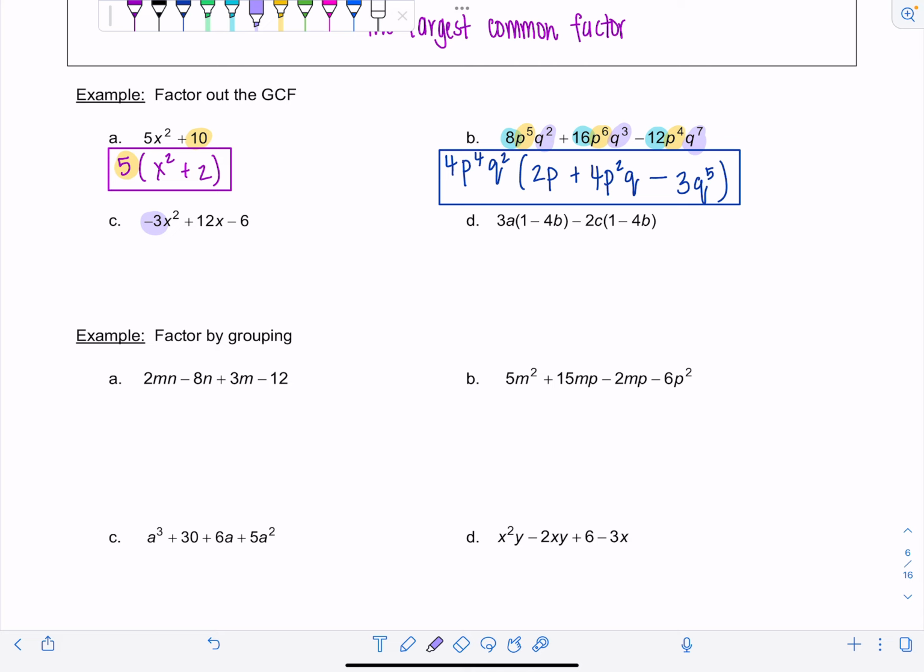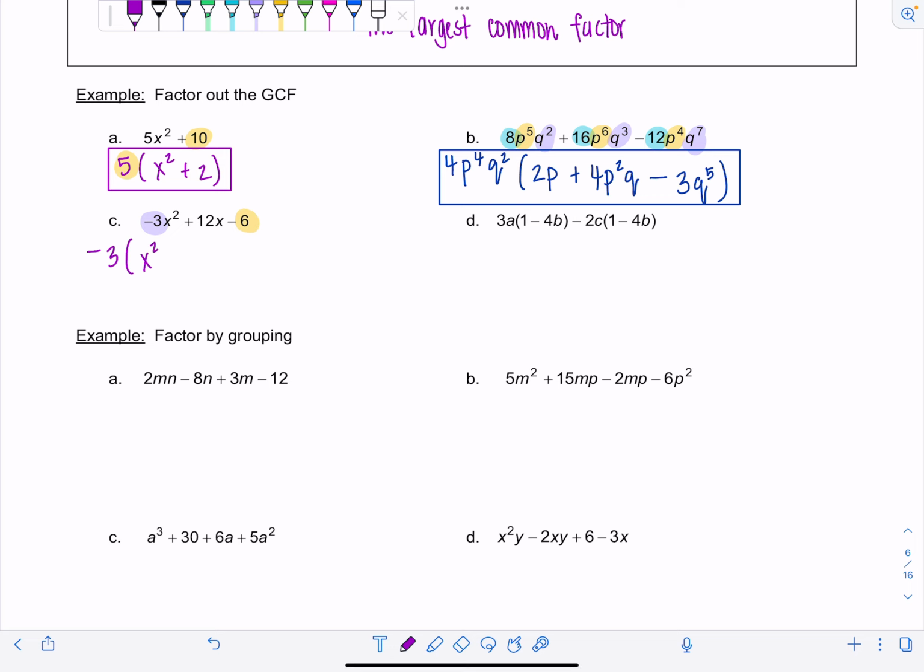Can I take out anything else? Let's see. What do all of these terms have in common? All 3 of them. I can't take out any variables because look at this 6 ruining things for us. It doesn't have any variables. I can take out a 3 at most, right? So let's go ahead and do it. I'm going to take out -3, however, and then we'll be left with x squared.